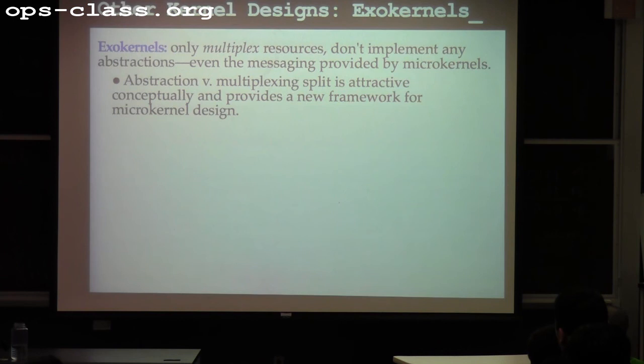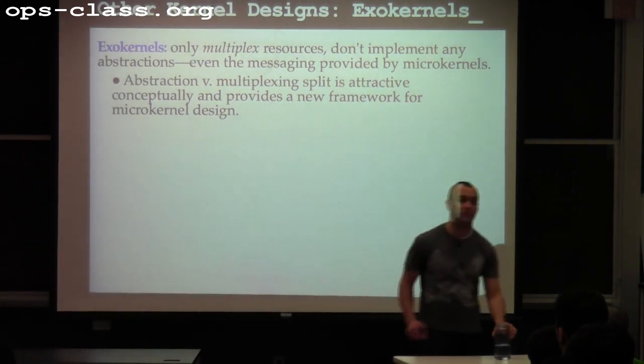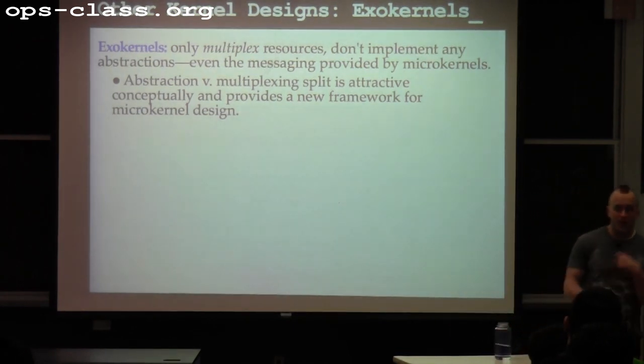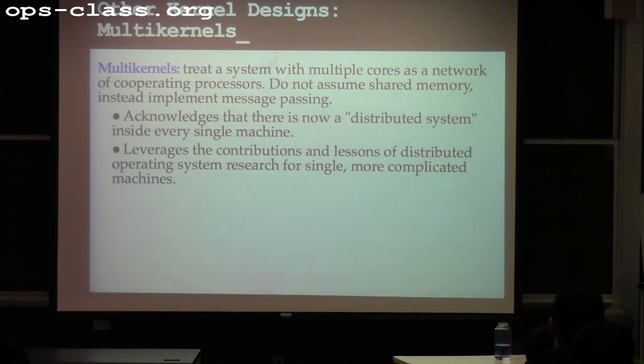So again, they don't implement any abstractions, even messaging. All they do is verify and enforce, all they do is multiplex resources, right? So for example, they will hand out memory to other parts of the system and enforce that those parts are only using the memory they're allowed to use, right? They do not implement address spaces, right? Address spaces are an abstraction. The abstraction requires multiplexing, but doesn't need to be done by the kernel, right? And this was quite a cool design.